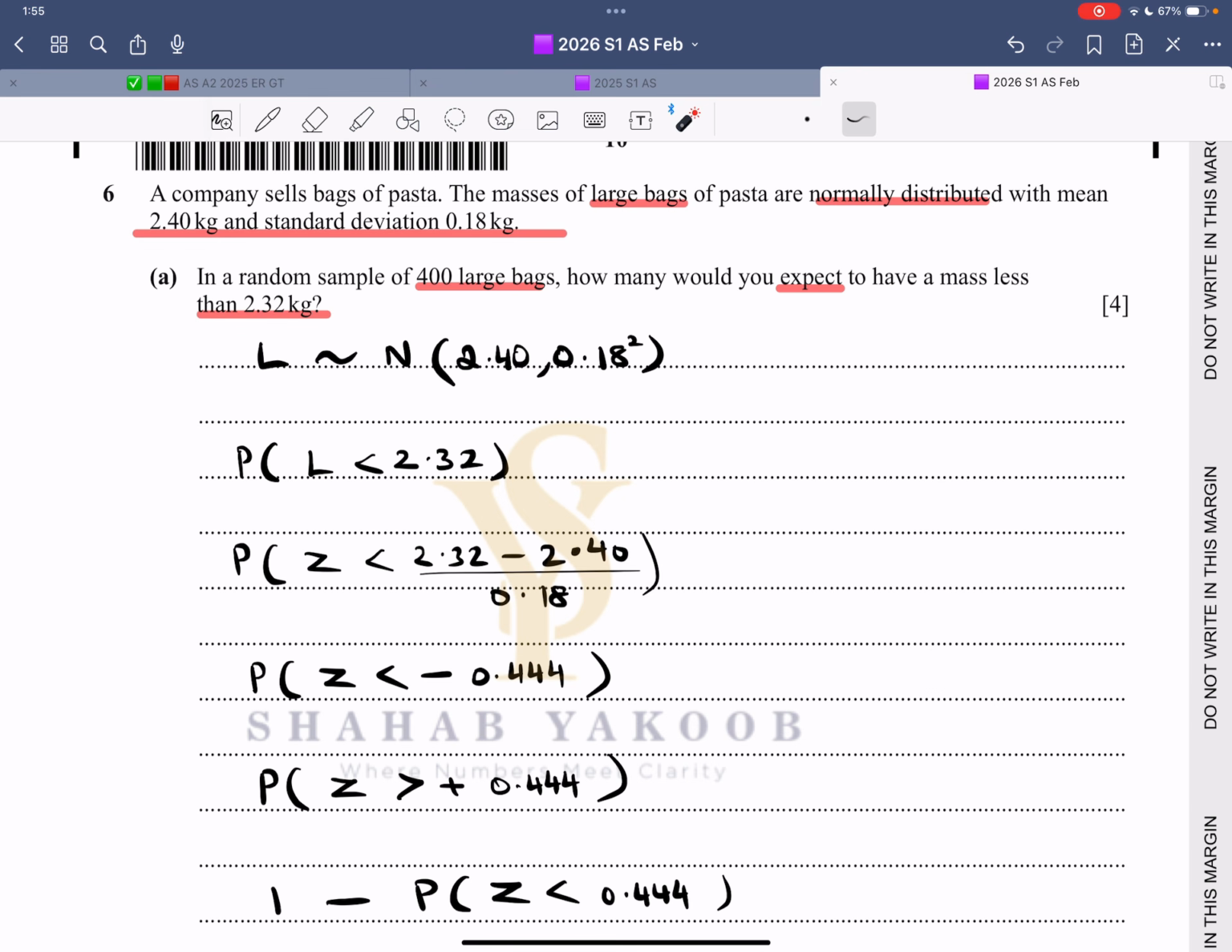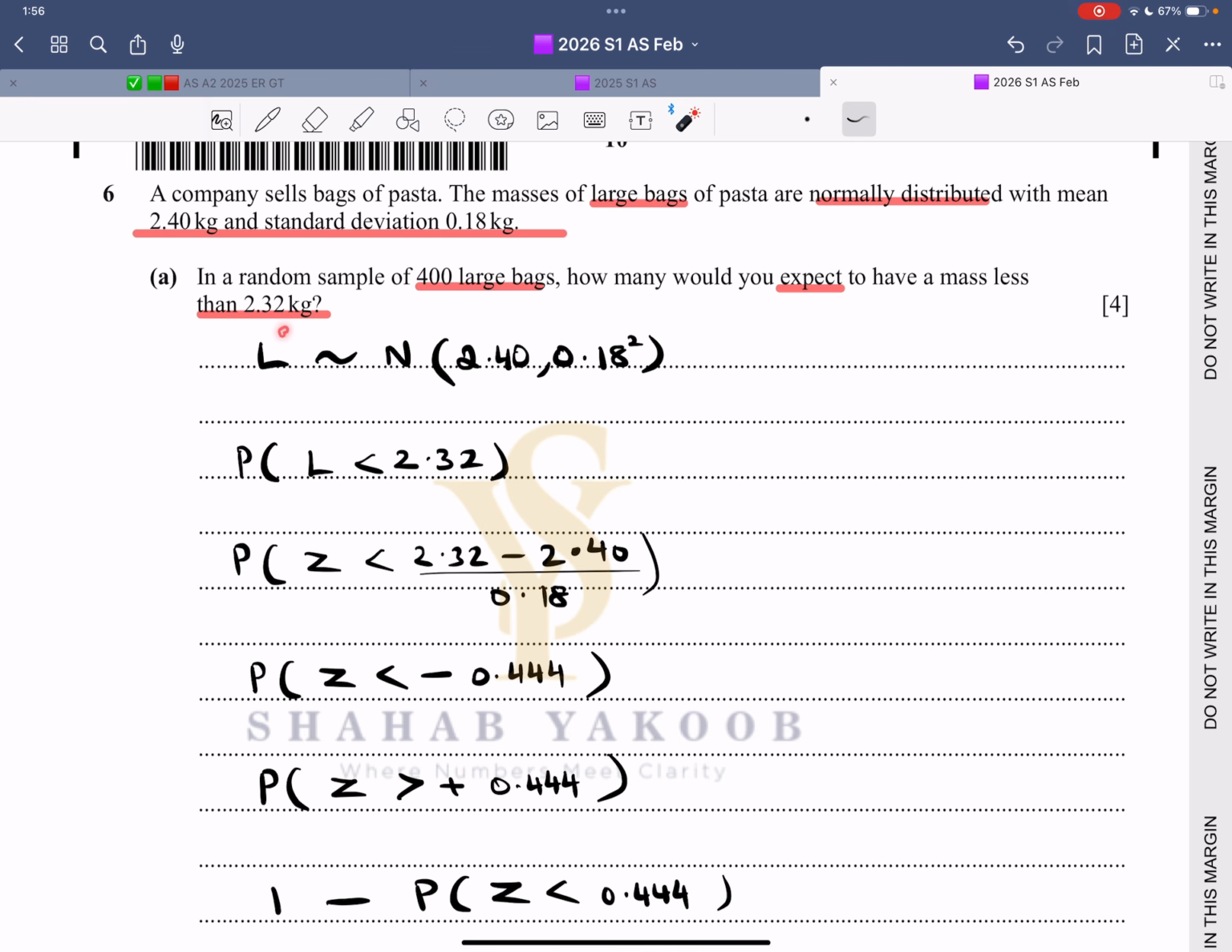Now it says a company sells bags of pasta. The large bags follow a normal distribution, mean and variance, actually standard deviation. Over here, this is standard deviation squared, that is variance. In a random sample of 400 large bags: whenever they mention the number of bags, the number of packets, things like that, that means they would be asking us expectation, or they would be making it a binomial and then working with that probability.